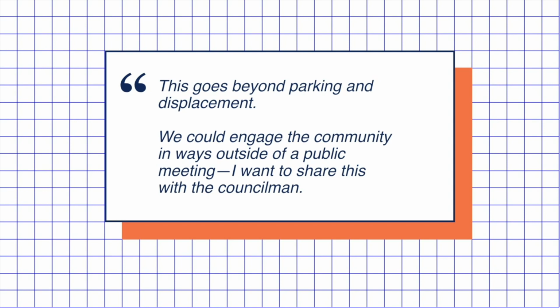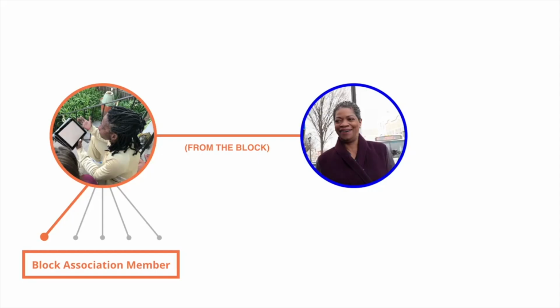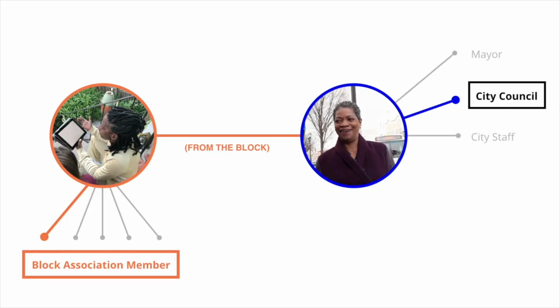Michelle sees the possibility and says, "This goes beyond parking and displacement. We could engage the community in ways outside of a public meeting. I want to share this with the councilman." From the Block took a data point from a resident and channeled it straight to Michelle, who then is able to use her connection to the councilman.